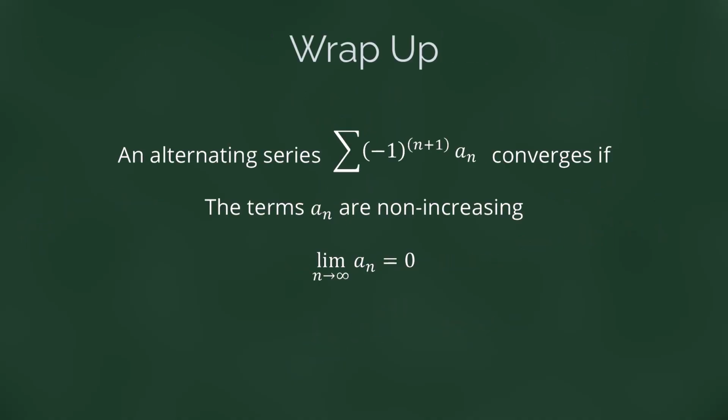To wrap things up, we've developed a fairly straightforward way to determine if an alternating series, one whose terms flip-flop back and forth between positive and negative, converges if its terms are non-increasing, which means that each term is bigger than or equal to the following term, and if the limit of those terms is actually equal to 0.